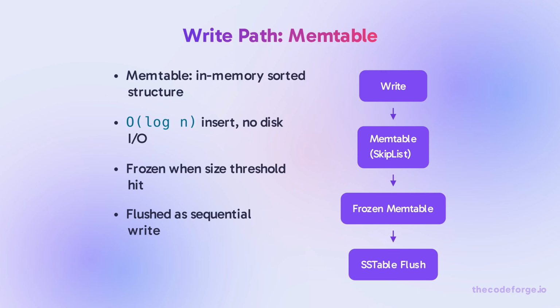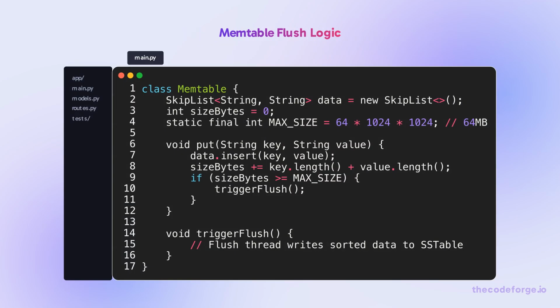This design eliminates random writes, making it ideal for write-heavy workloads. Every write first goes to the Memtable, an in-memory sorted structure like a skip list. This is fast with no disk I/O. When the Memtable reaches a size threshold, it's frozen and a new one takes over. The frozen Memtable is flushed to disk as an SSTable in a sequential write, which is fast even on spinning disks.